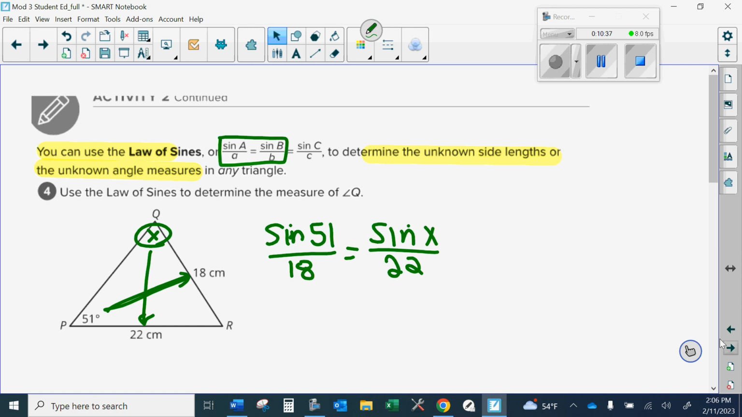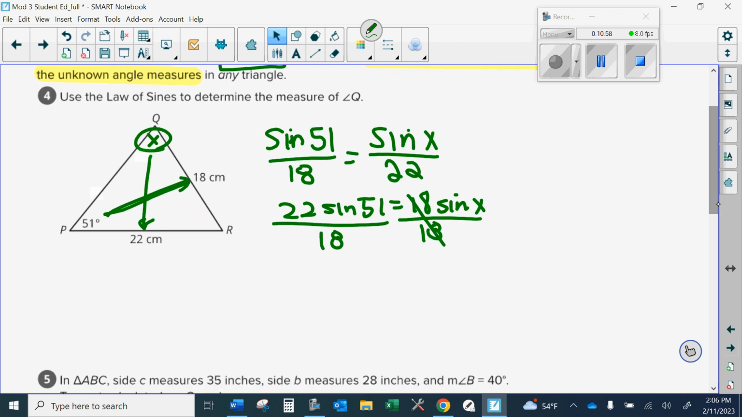And now we just cross multiply. So we get 22 sine 51 equals 18 sine X. Now we have to divide by 18 first. That cancels that out. Now we're down to sine X equals that. How do I get rid of sine? Inverse sine. So inverse sine of this whole thing, 22 sine 51 over 18.